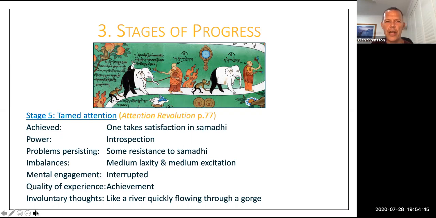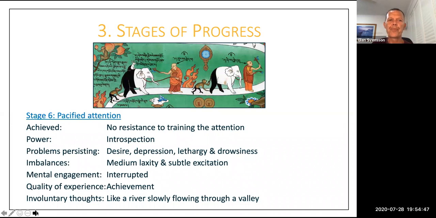So let's go now to stage 6. Stage 6 is pacified attention. And now we've overcome the resistance to training. So now we have no resistance to training at all. And the power is the power of introspection. Introspection is getting much, much better.